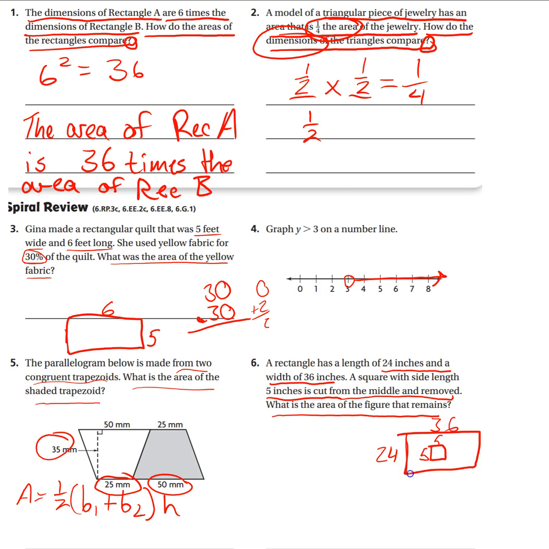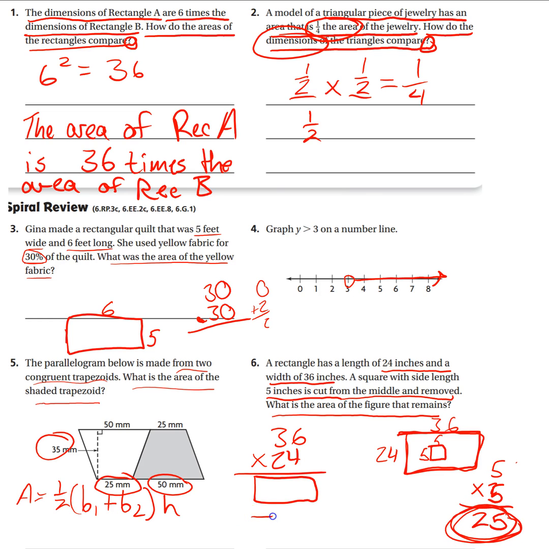Well, we need to find the area of the whole thing. 36 times 24. You're going to get this answer. Then you're going to find the area of the part that was cut out. 5 times 5. Which we all know is 25. And then I'm going to take this 25, and since this was the part that was cut out, I'm going to subtract that from whatever I got for the area of the whole thing, and this will be my final answer.